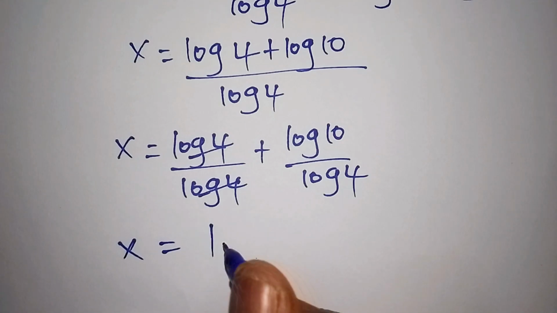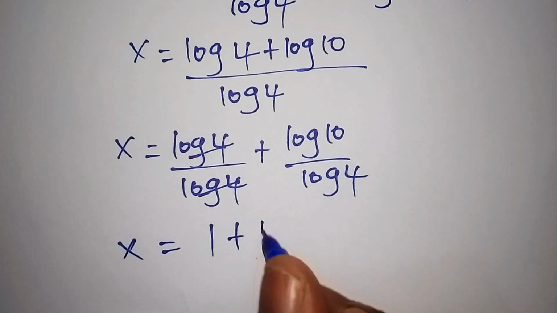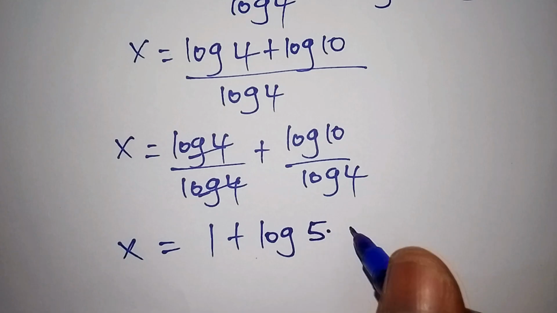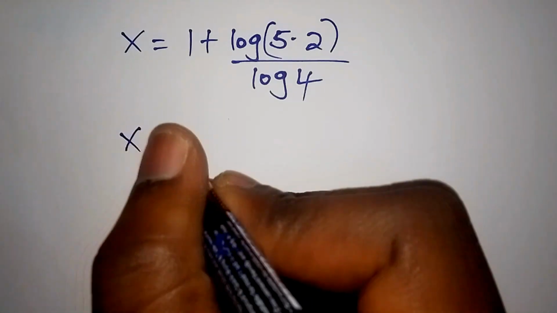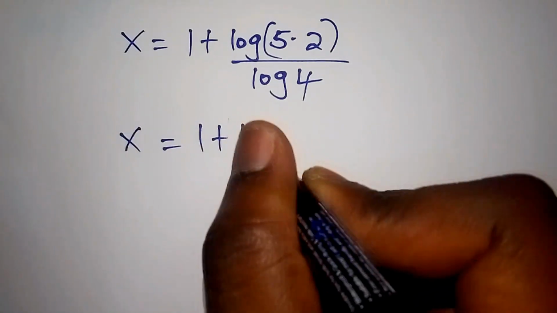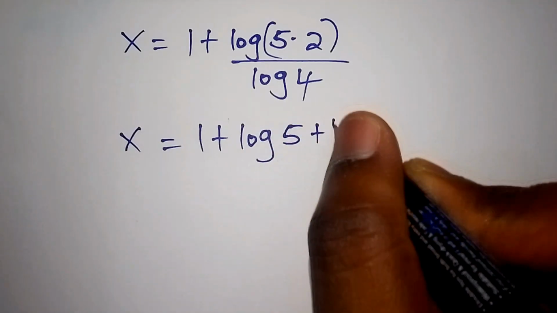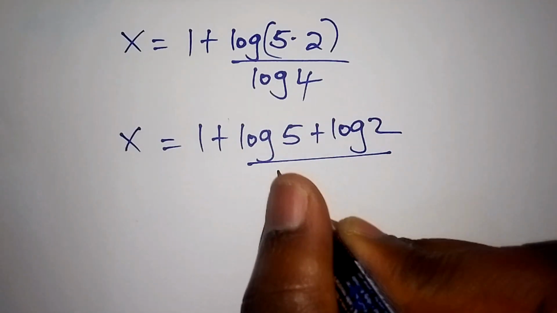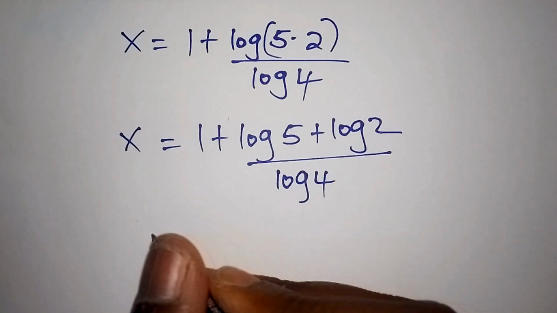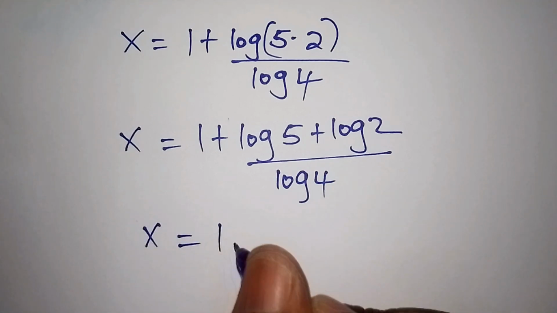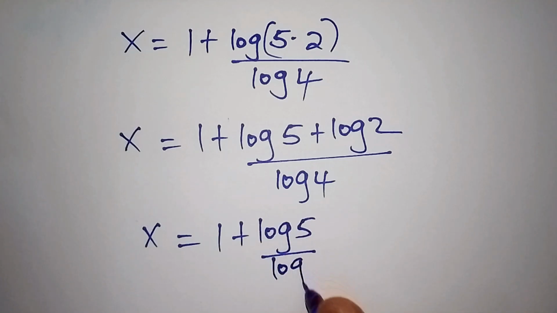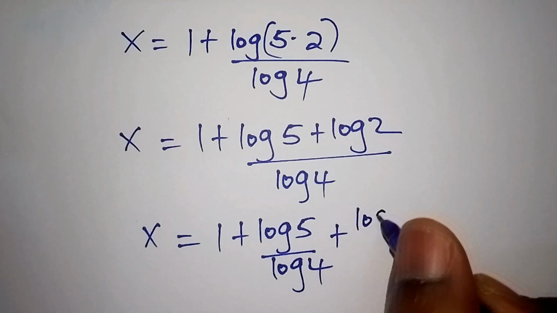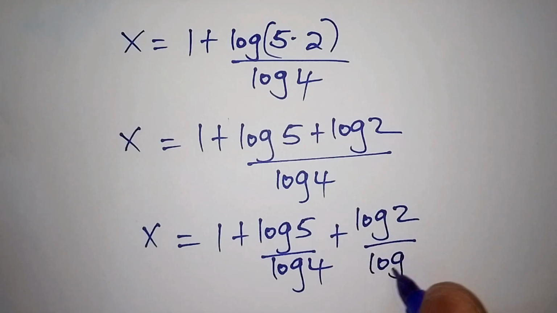So now we shall have 1 plus, so log 10 can be written as the log of 5 multiplied by 2, all over the log of 4. So finally we shall say that x is equal to 1 plus the log of 5 plus the log of 2, all over the log of 4. So divide both sides by the log of 4. So x is 1 plus the log of 5 all over the log of 4, plus the log of 2 all over the log of 4.